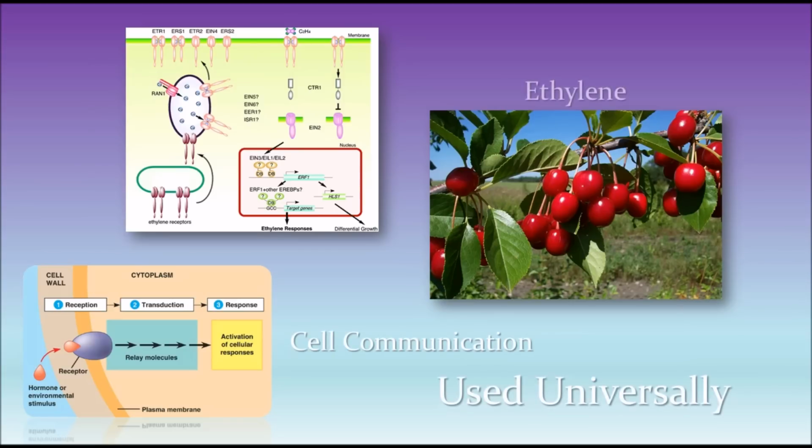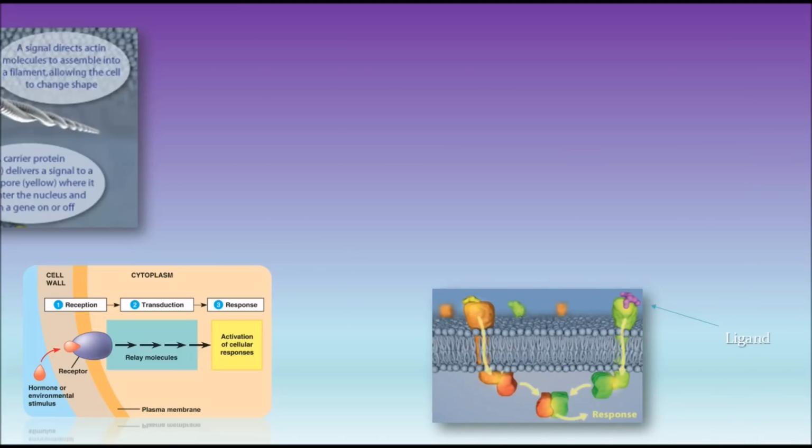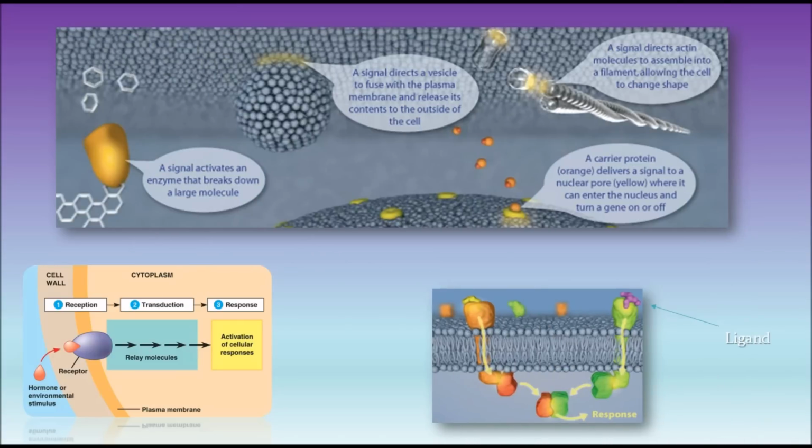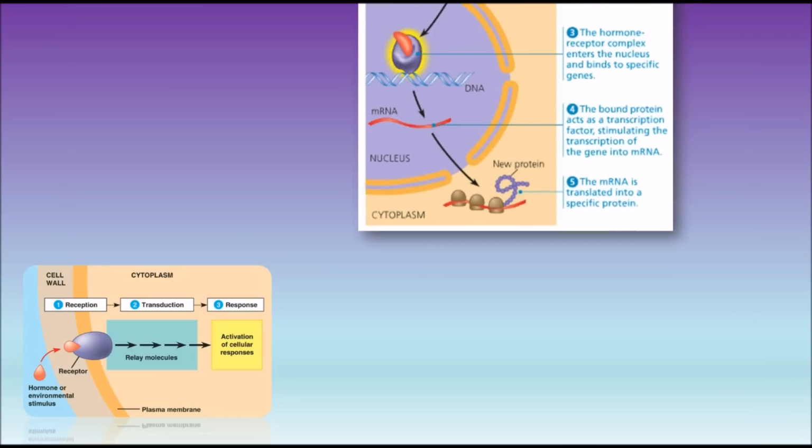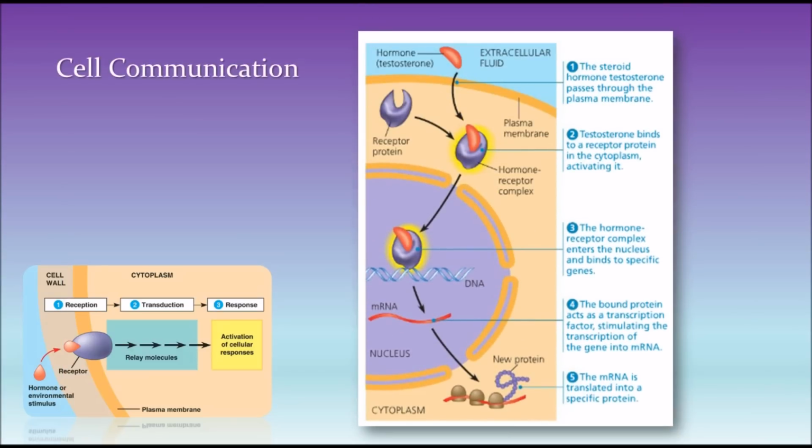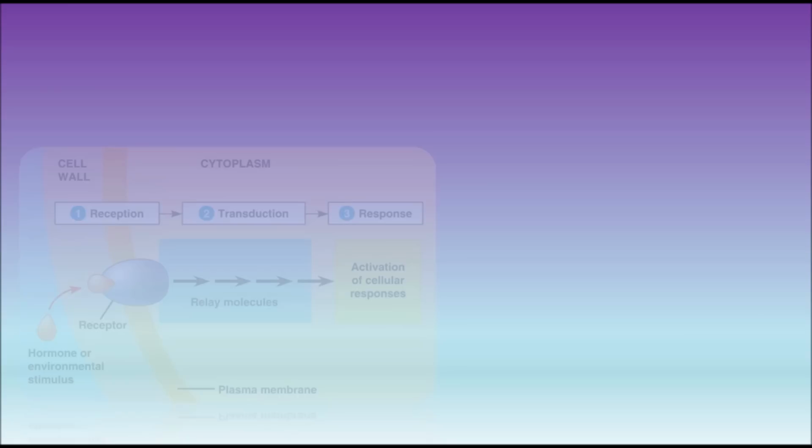A ligand binds to a receptor membrane protein. It activates and stimulates a change in cell activity. It changes a function or turns on a gene. Cell communication is vital to biology. Cells communicate by receiving signals.